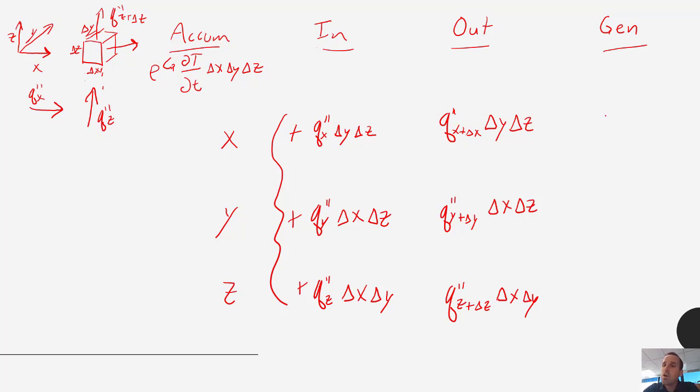Okay, we also definitely want to consider generation here. So I'm going to use this generation term of q dot. And if you recall from previous lectures, q dot is a volumetric generation term, which would have units of watts per meter cubed. So we want to take this volumetric generation term and multiply it by the actual volume. So it's the same volume that we used here of delta x, delta y, and delta z.